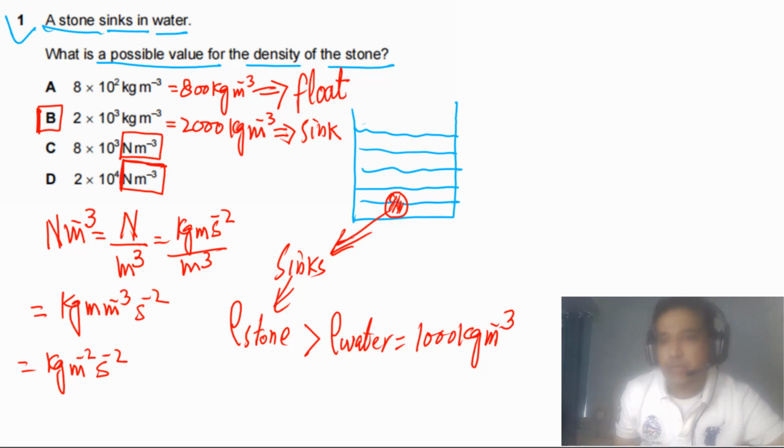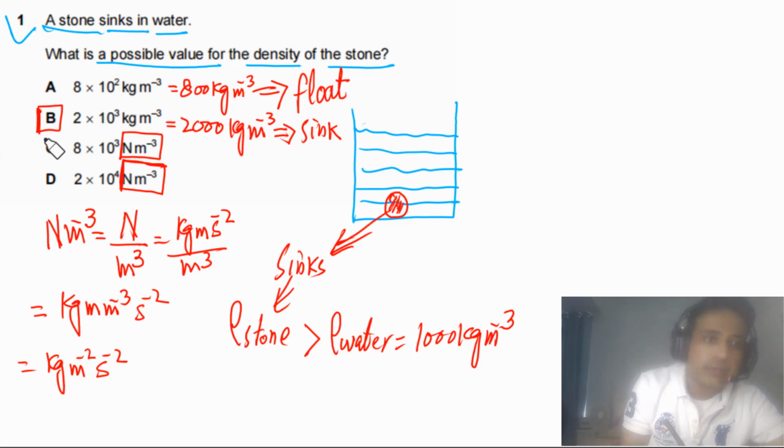And these units are not units of density. So it means options C and D are not possible answers. A is also not a possible answer. So the answer for question 1 is B.